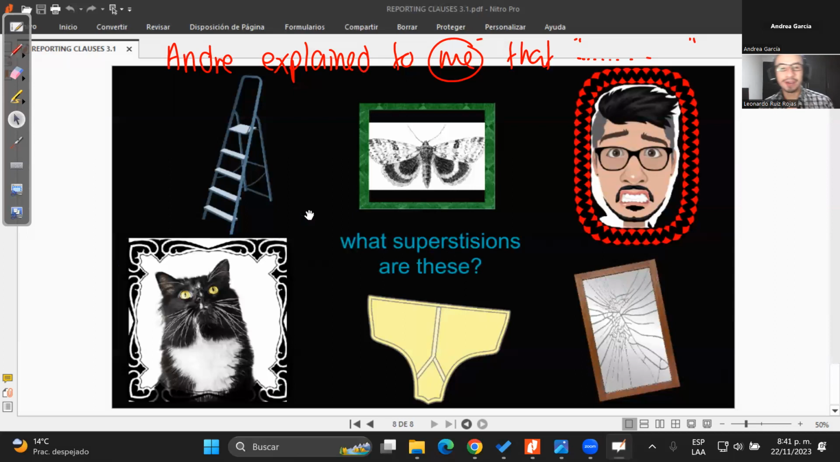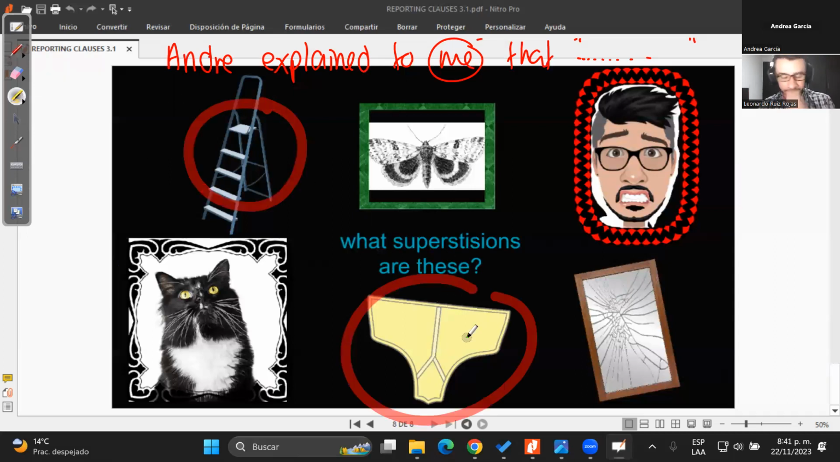Good. But what about the other superstitions, about a ladder, about the yellow underwear, about breaking a mirror, about a black cat?